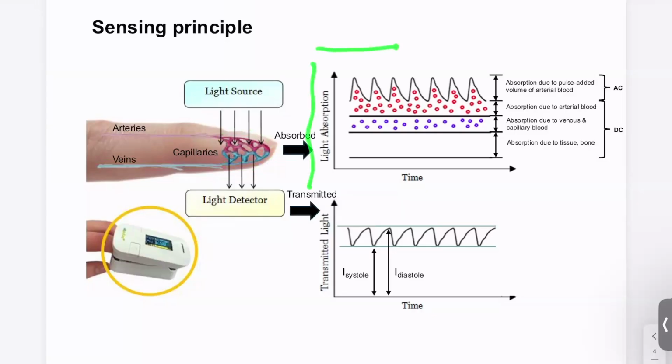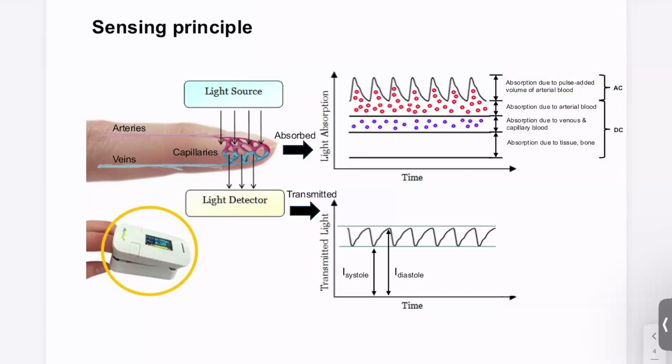So here on the top right, I'm showing what is really absorbing light. First, your tissue and bone absorb light. Then your venous and capillary blood also absorbs light. Then we have baseline absorption by arterial blood. Then since we have pulses, when a pulse comes into your artery, there's this added volume of arterial blood, so there's additional absorption due to the pulse-added volume of arterial blood.